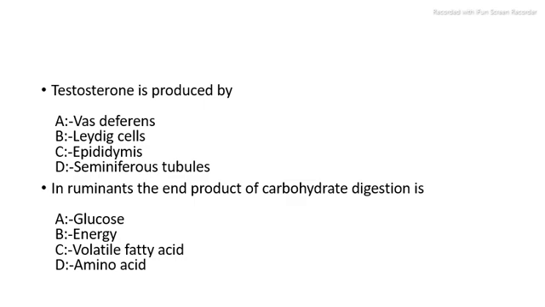Next question. In ruminants, the end product of carbohydrate digestion is option A glucose, option B energy, option C volatile fatty acids, option D amino acids. So in ruminants, the end product of carbohydrate digestion is volatile fatty acids. So the correct answer is option C.